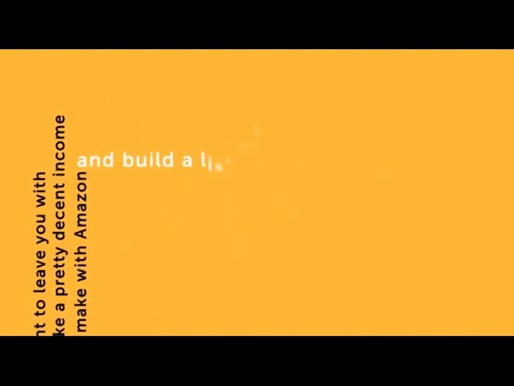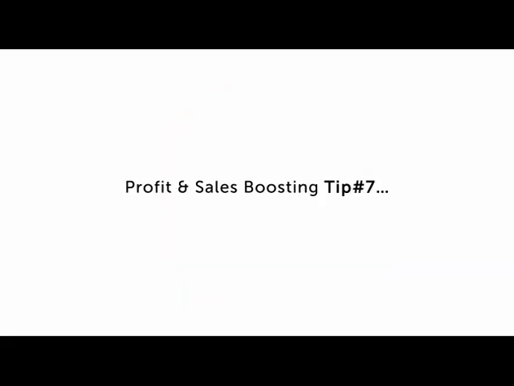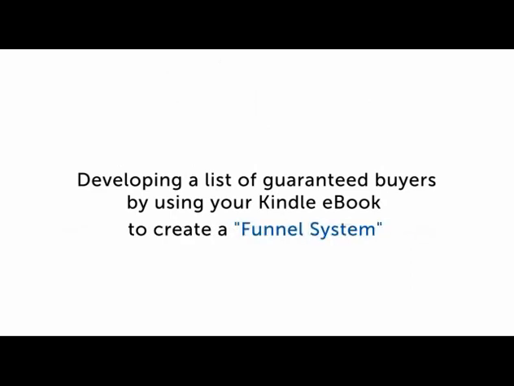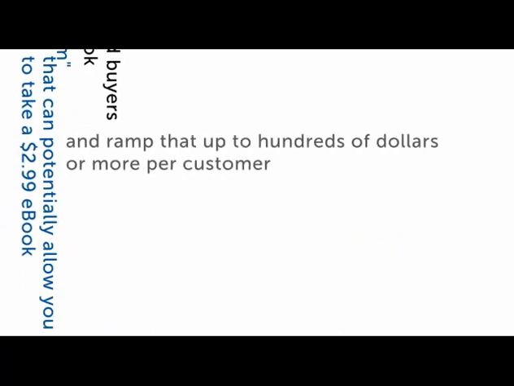The last tip that I want to leave you with is one that allows me to make a pretty decent income in addition to what I make with Amazon and build a list of loyal fans and subscribers at the same time. And again, this is something that works well for both nonfiction as well as fiction, and it's profit and sales boosting tip number seven. Developing a list of guaranteed buyers by using your Kindle ebook to create a funnel system that can potentially allow you to take a $2.99 ebook and ramp that up to hundreds of dollars or more per customer and develop a list of guaranteed buyers.